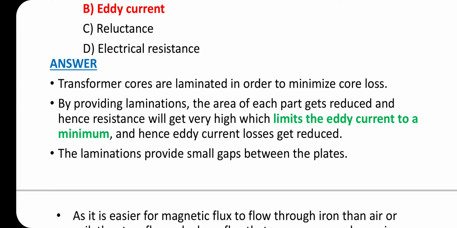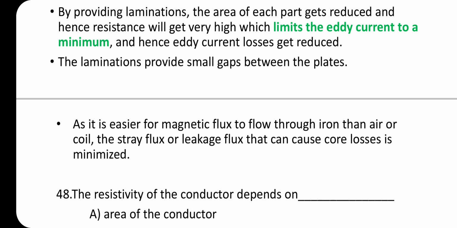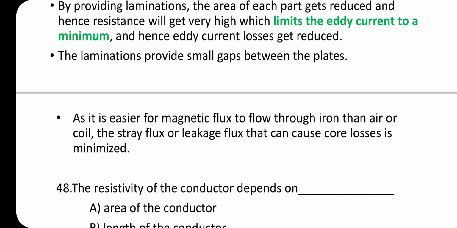The laminations provide small gaps between the plates. As it is easier for magnetic flux to flow through iron than air or coil, the stray flux or leakage flux that can cause core losses is minimized.